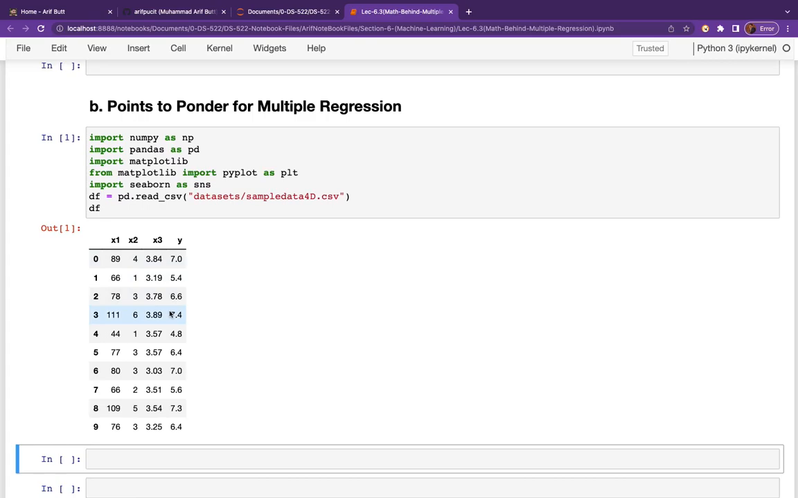So this is a data set having 10 observations or data points having three input features x1, x2 and x3 and the output variable y. All these three input features will be utilized to explain or predict the value of the output variable. I hope this makes sense.